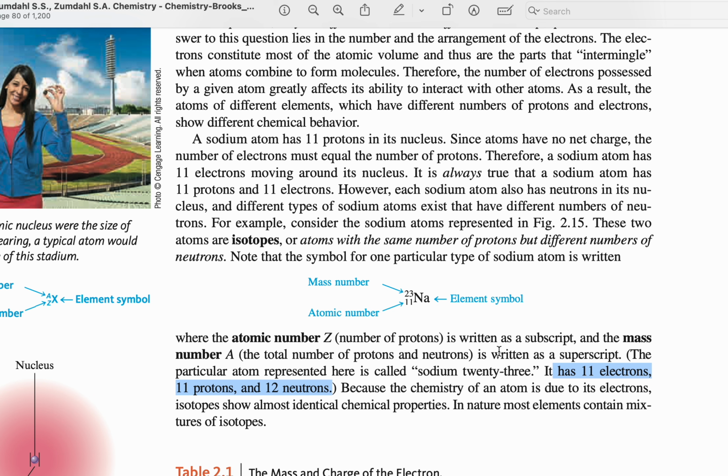And also for electrons, it's almost always the same number as the protons. If there are 11 protons, there are most likely 11 electrons. So that is how you find or analyze the periodic table. If you look at this, there's the element symbol, mass number, and atomic number.